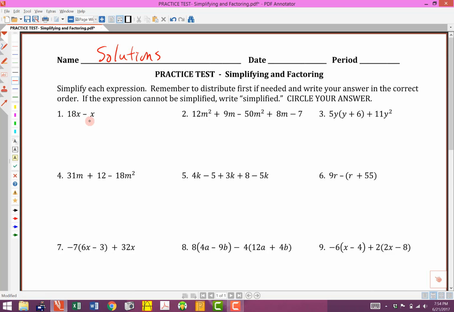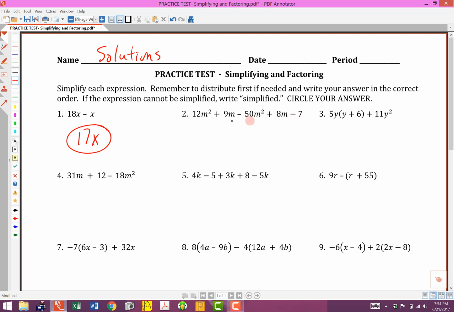On this problem right here, remember, when we say simplify, simplify means distribute and collect like terms. There's no distributing to do here, so we're just going to collect like terms. So this is 18x minus 1x. 18x's minus 1x would be 17x. That's it. Done. Next one.